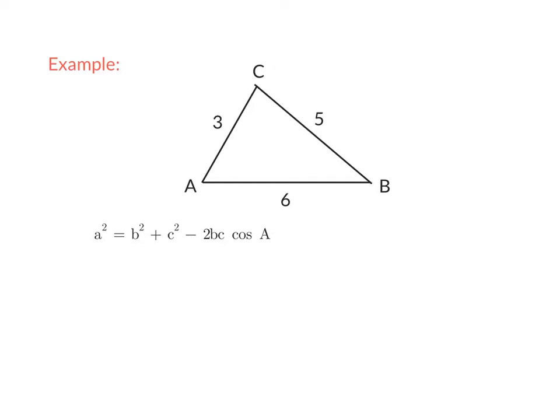So the formula I'm going to use is the one that has angle A in it. And that is, namely, that a squared is equal to b squared plus c squared minus 2bc cosine A. Now I'm going to plug in the values for lowercase a, lowercase b, lowercase c, and then solve the equation for cosine A. Now remember, lowercase a is the side opposite angle capital A, and lowercase b is the side opposite angle B, and lowercase c is the side opposite angle C. So let's crank out the numbers and see what we get.